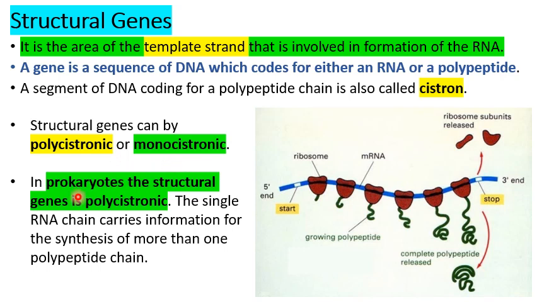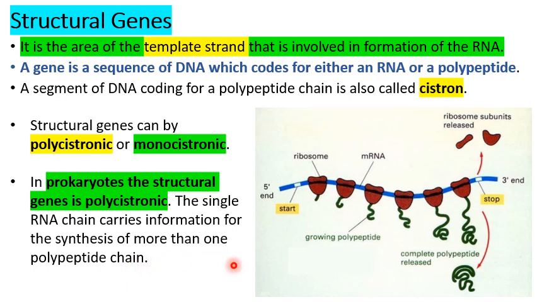In prokaryotes, we say that the structural genes are polycistronic. Poly means many, cistronic means genes. That means the single RNA chain that is formed at the end of transcription will carry information for the synthesis of more than one polypeptide chain.